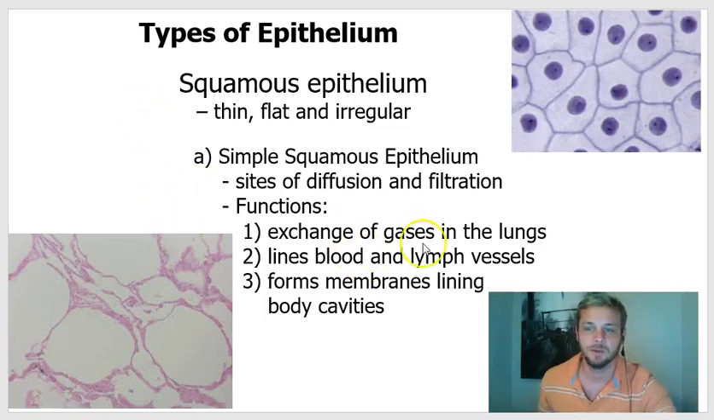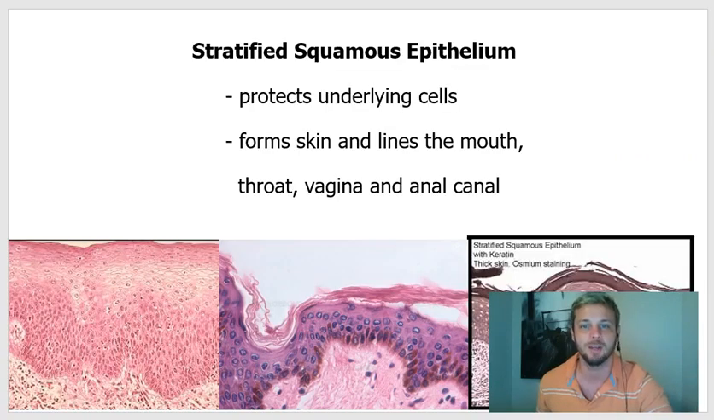All right, so we're going to find it in the lungs. You're going to find it lining your blood vessels, your lymphatic vessels, forming the membranes of the body cavities. You can also find it in the kidneys, in this area called the glomerulus. We'll talk about that in more detail when we get to the urinary system near the end of the semester. So you have simple squamous, really just one layer of these thin flat cells, and then we have stratified squamous. Stratified squamous is going to be in areas that need protection.